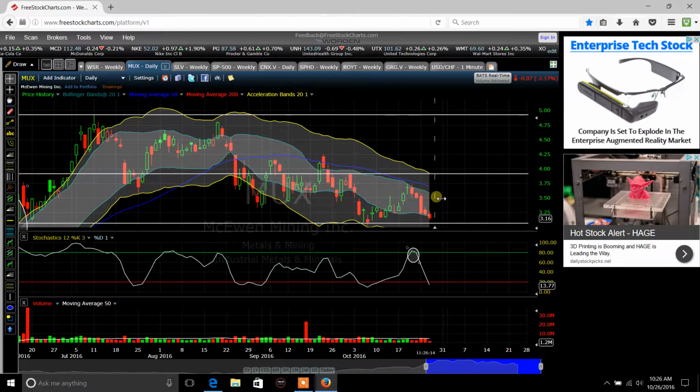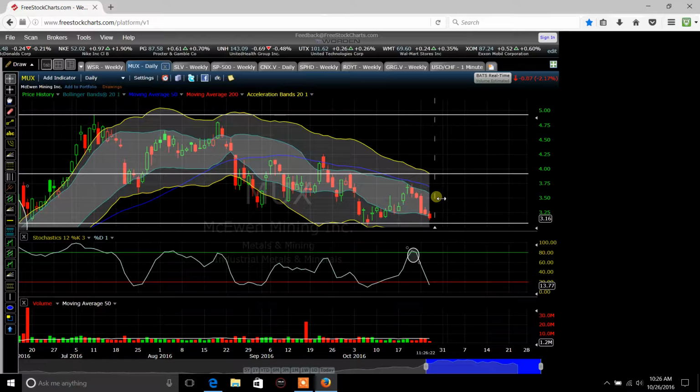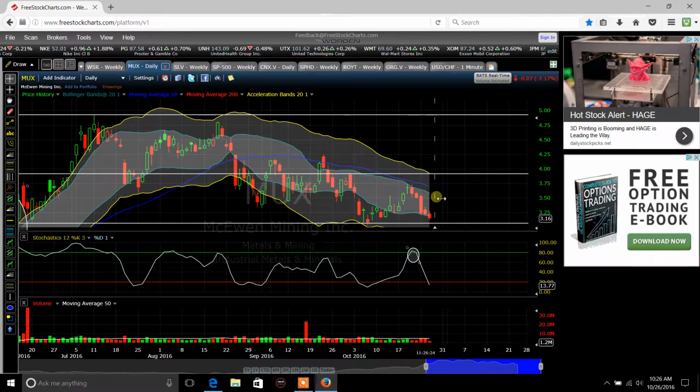You have to know stock charts. You have to know what you're looking at. If you don't know any of that, you're going to lose a lot of money. And if you don't have any type of a plan for your entry and exit points, you're going to lose money.